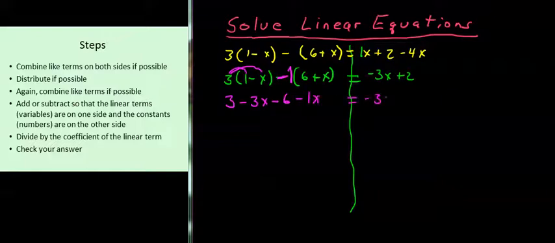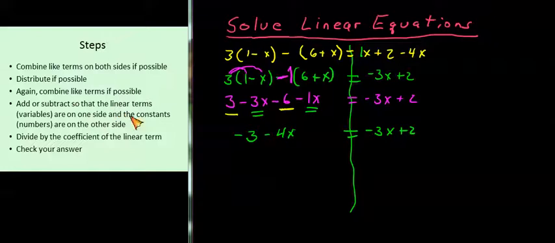equals negative 3x plus 2. Then we combine our like terms. 3 and negative 6, this side of my fence, those are like terms, and negative 3x and negative 1x are like terms. So 3 and negative 6 added together is negative 3, and negative 3x and negative 1x is negative 4x equals negative 3x plus 2.